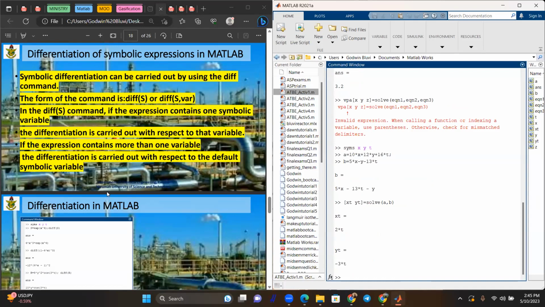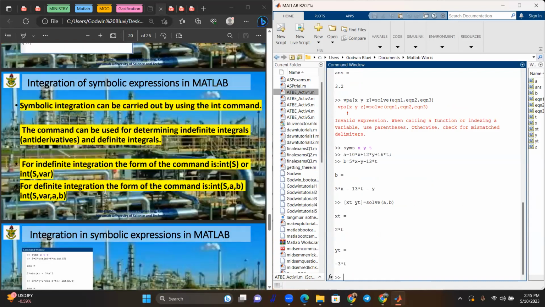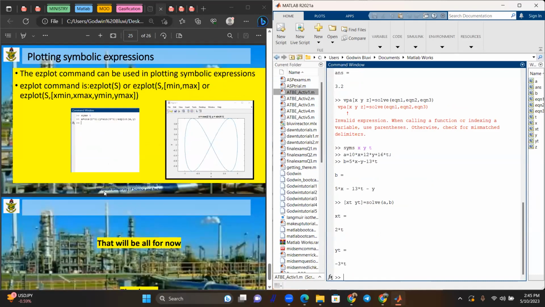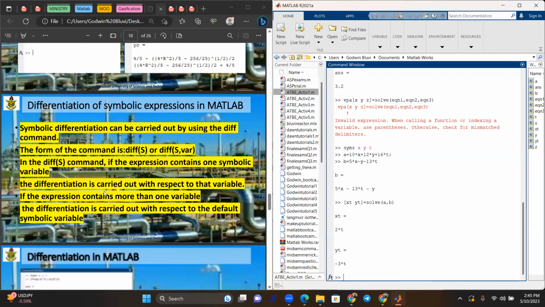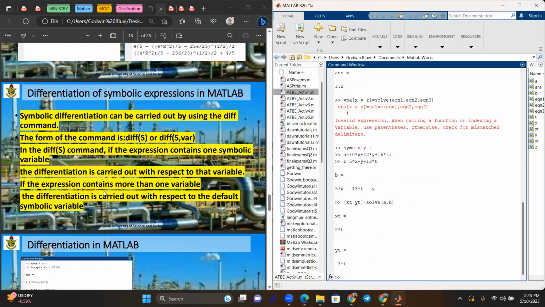Okay, next one. The next one is differentiation. So we'll do differentiation, we'll do integration, all these, then we are done. That will not take much time. When you want to do differentiation in symbolic math, we use the function called diff, D-I-F-F. And in integration, you use int. So when we want to differentiate, we use diff, and when we want to integrate, we use int. Do you get what I'm saying? Perfect.